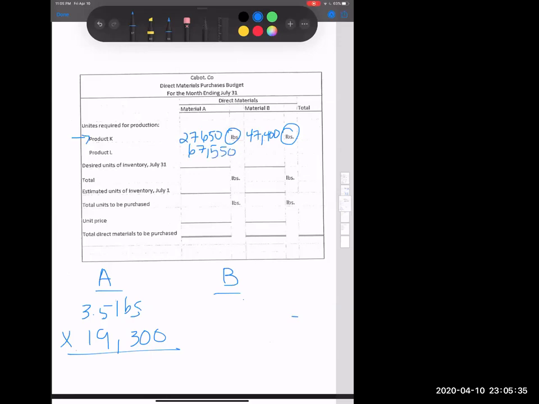Do the same thing for B. It says for B, we need a total of 1.8 pounds, I believe. Yes, and we're going to multiply that times the 19,300 units that we are going to manufacture, right? So once we do that calculation, that comes up to 34,740 pounds. All right, now we're going to look at our desired units of inventory as of July 31st, right?